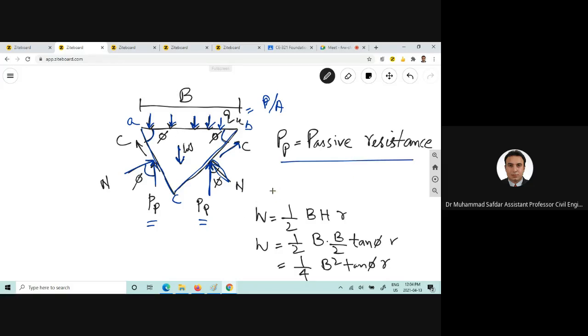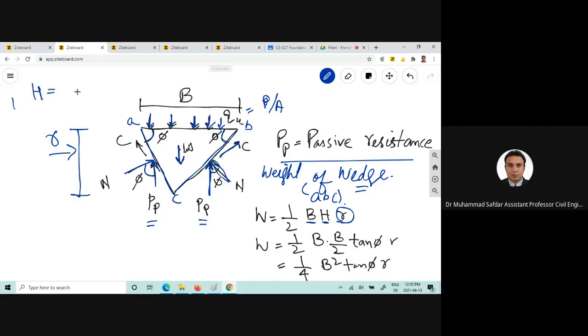Now if you want to find out the weight of the wedge, it will be the area A, B, and C. So it will be half B into H and into the unit weight of the soil which is present in here. Now, how to find out the height of the wedge? For the height of the wedge, you can say that it would be B by 2 tangent phi. So if you use B by 2 tangent phi, here we will come up with the weight of the wedge.